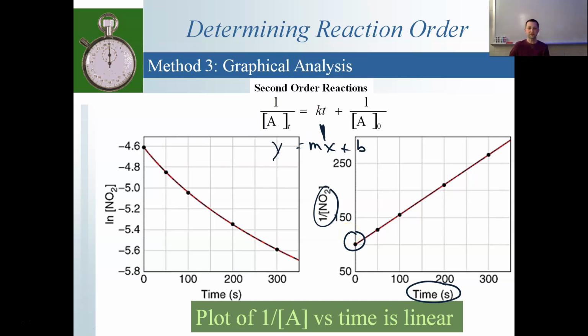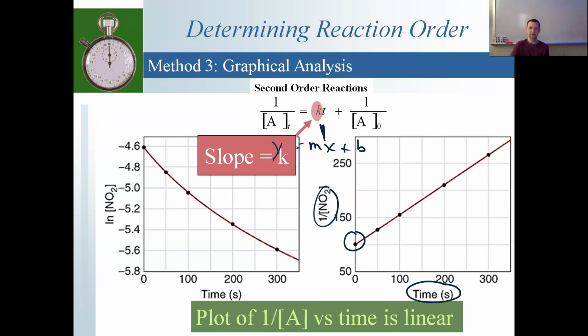So what we want to understand here is what do you get in terms of a linear graph for zero, first, and second order. So if you graph concentration versus time, if you graph natural log of concentration versus time, and if you graph 1 over concentration versus time, one of them will be linear.